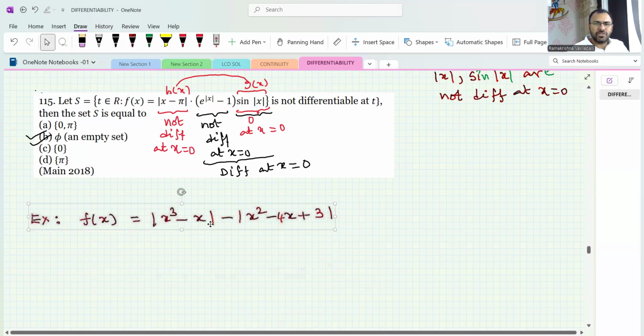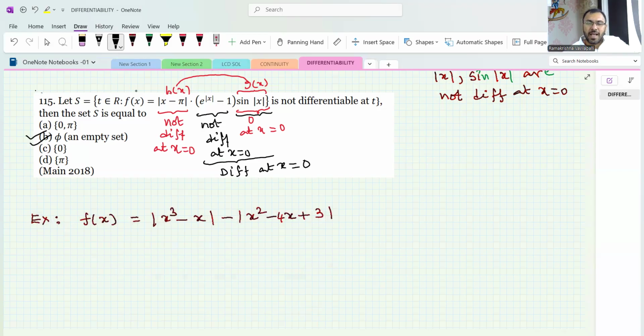Here the point is you have to be very careful: the sum of a differentiable and a non-differentiable function is a non-differentiable function. But the sum and difference of non-differentiable functions can be a differentiable function. Remember this point. Okay, I'll add that point there.